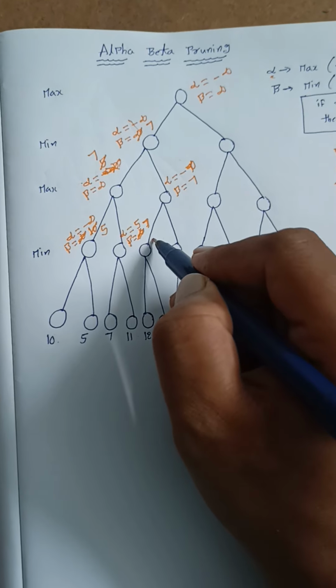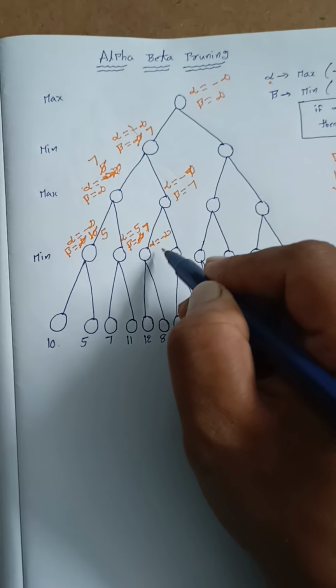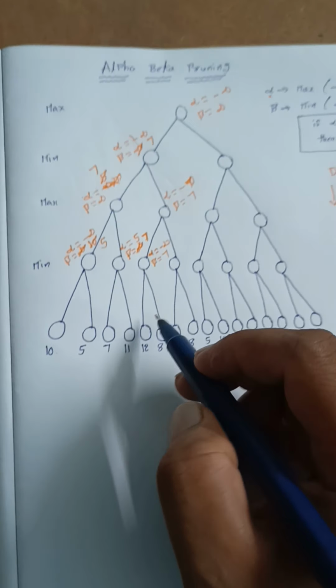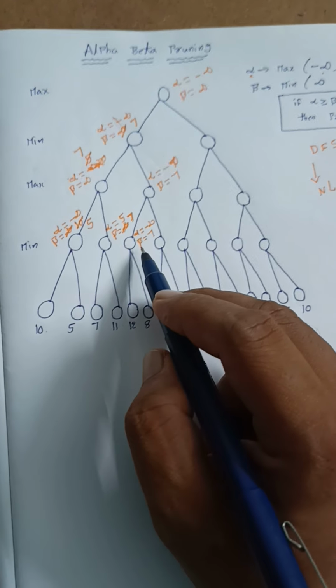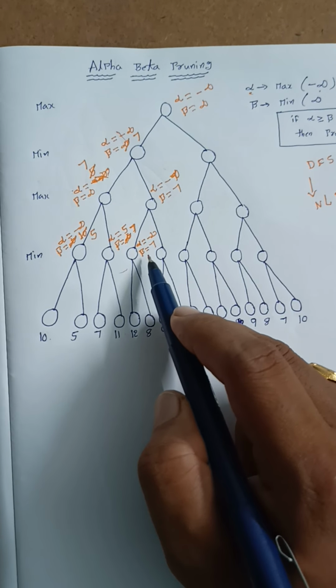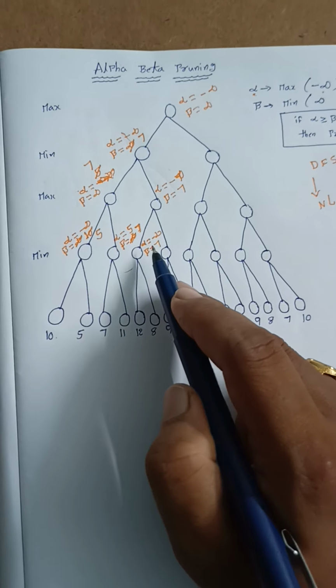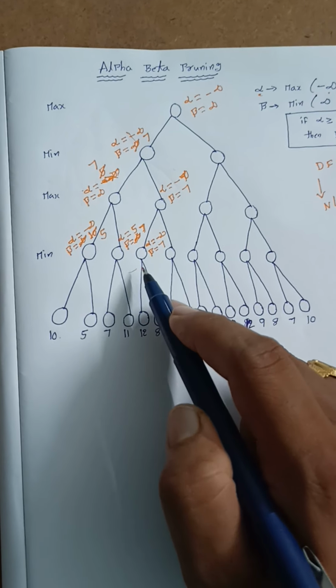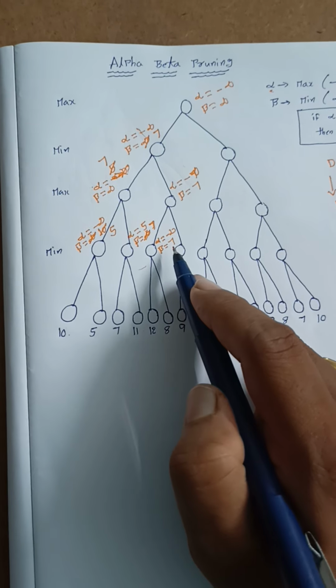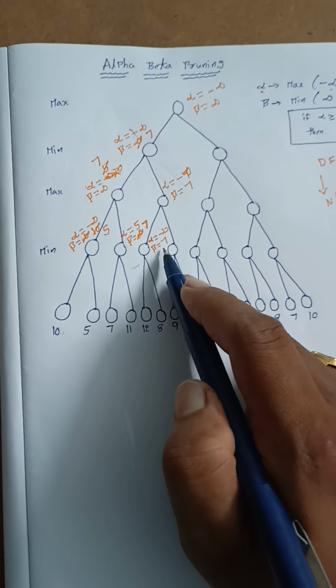Now we will move to the left child. Alpha is equal to minus infinity, beta is equal to 7. Please compare the left child. Here our aim is to change the minimum level. Minimum means beta. So beta 7 and 12, which is the minimum? 7 is the minimum, no problem. Now we will compare with the right child. 7 and 8, 7 is the minimum, no changes.